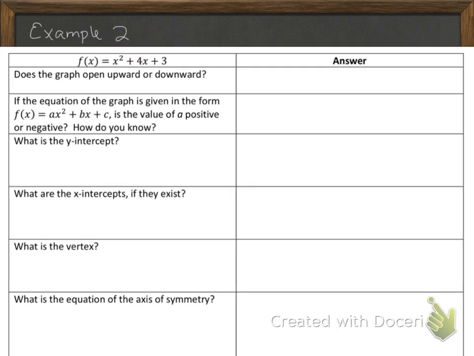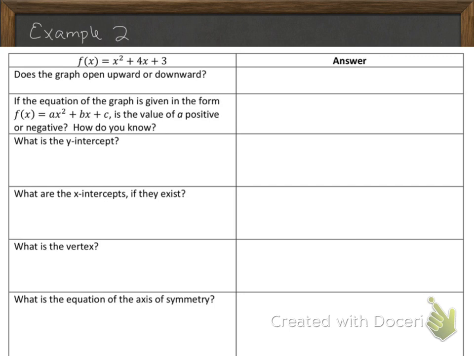This time we're going to do another example, but notice, no graph. All I have here is my equation. So we're going to get the same amount of information, and the same questions are going to be answered. However, we're going to answer them just using this equation.